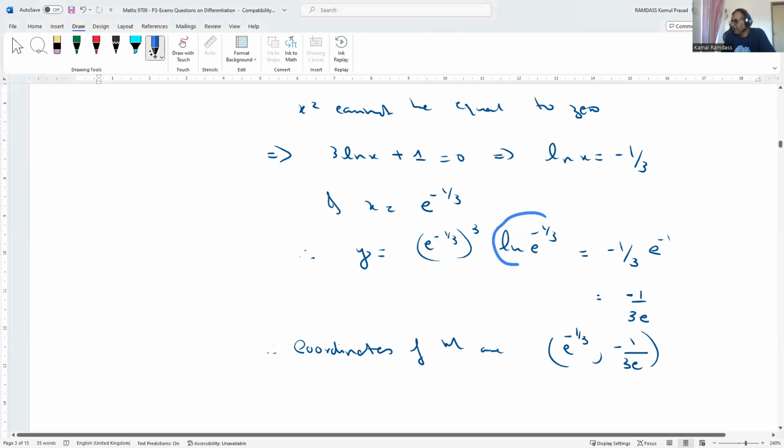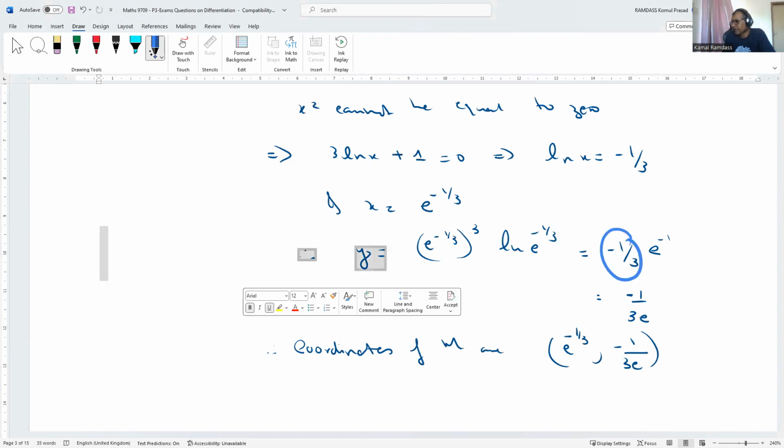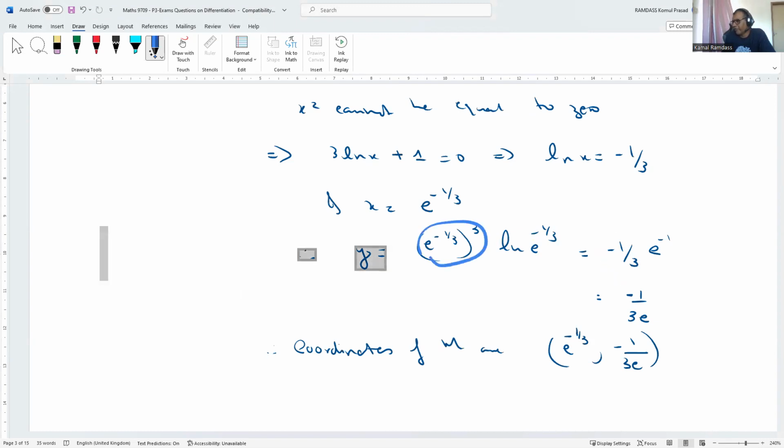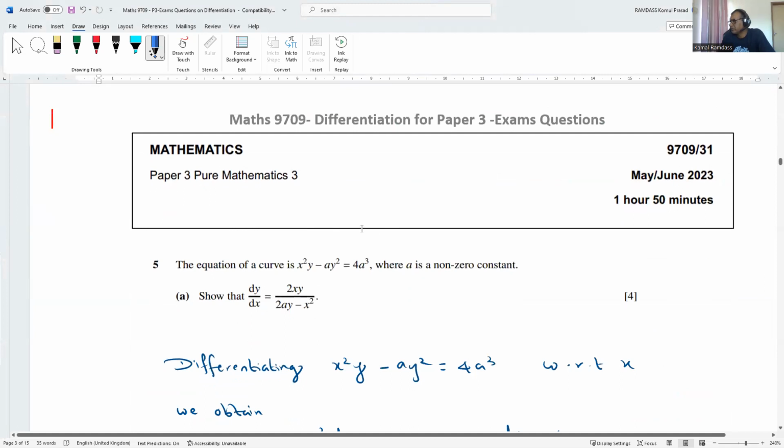And this, ln of e to the power of minus 1 over 3, we need to simplify, because by the power rule, minus 1 over 3 moves in front, ln of e is 1, so we have minus 1 over 3 times e to the power of minus 1. That gives minus 1 over 3e. And therefore the coordinates of M are e to the power of minus 1 over 3, minus 1 over 3e. And that is the answer.